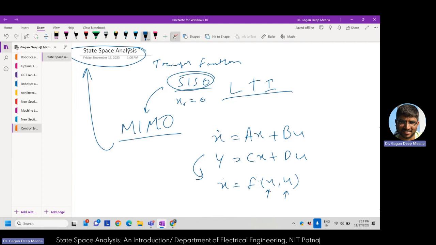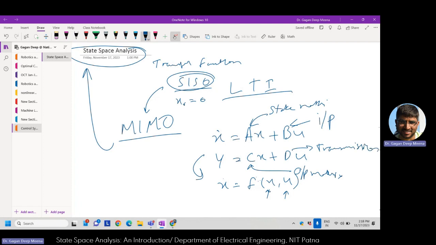So here also, this is your state matrix. This is your input matrix, and C is your output matrix, and D is your transmission matrix. Okay, so this is your output matrix, and D is your transmission matrix.